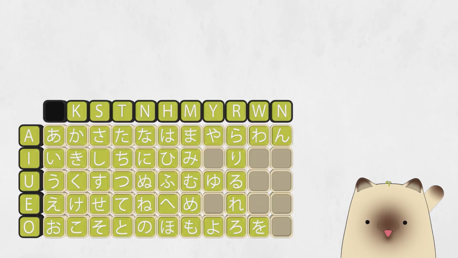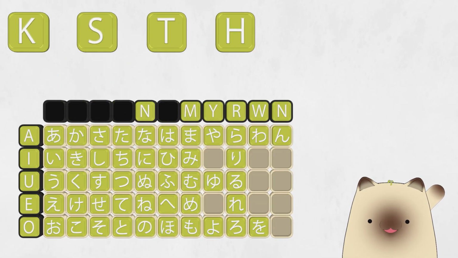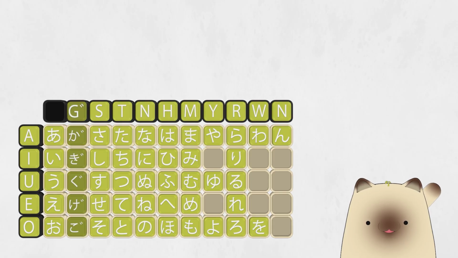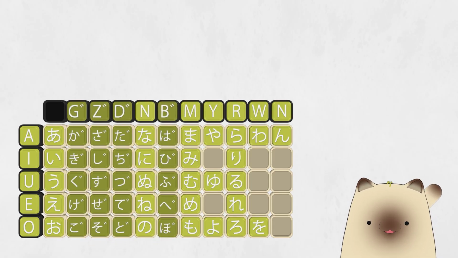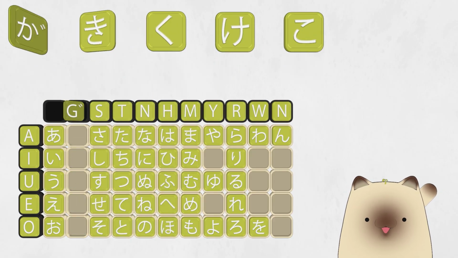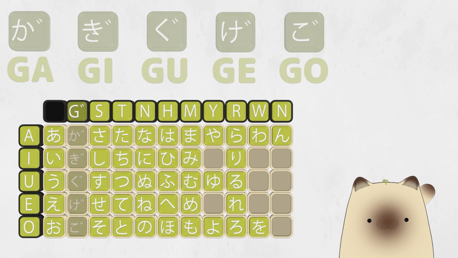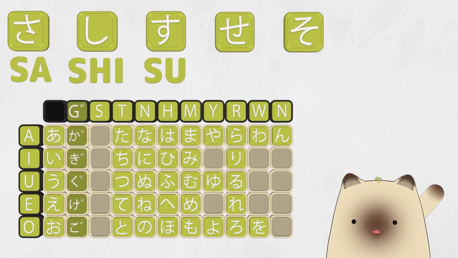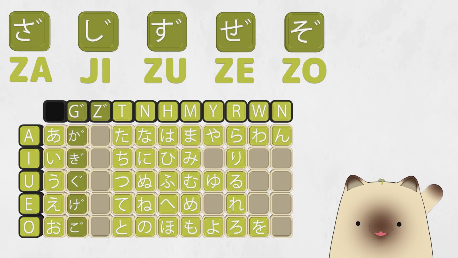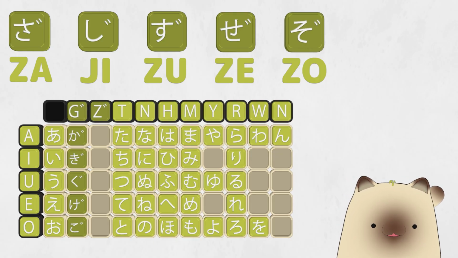These are two small marks put next to the characters in the K, S, T, and H columns that change the consonant sound. K's change to G's, S's change to Z's, T's change to D's, and H's turn into B's. For the K's, what was ka, ki, ku, ke, and ko is now ga, gi, gu, ge, and go. For the S's, what was sa, shi, su, se, and so is now za, ji, zu, ze, and zo. The shi is being awkward again, it's not z, it's j.